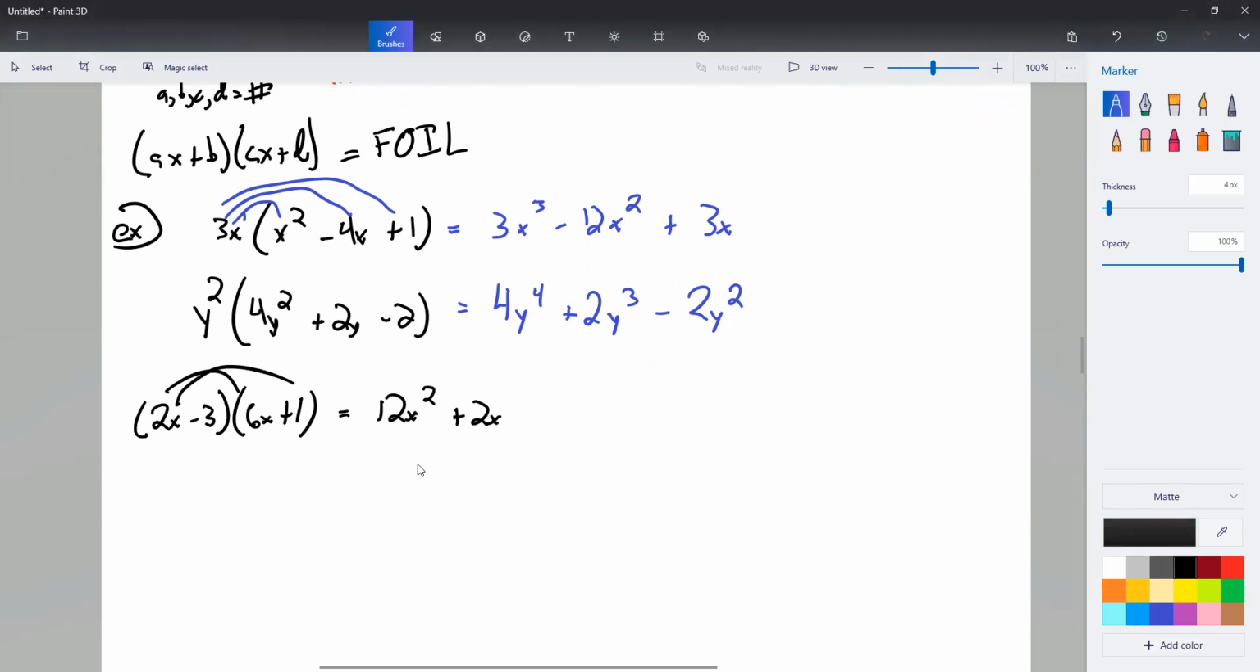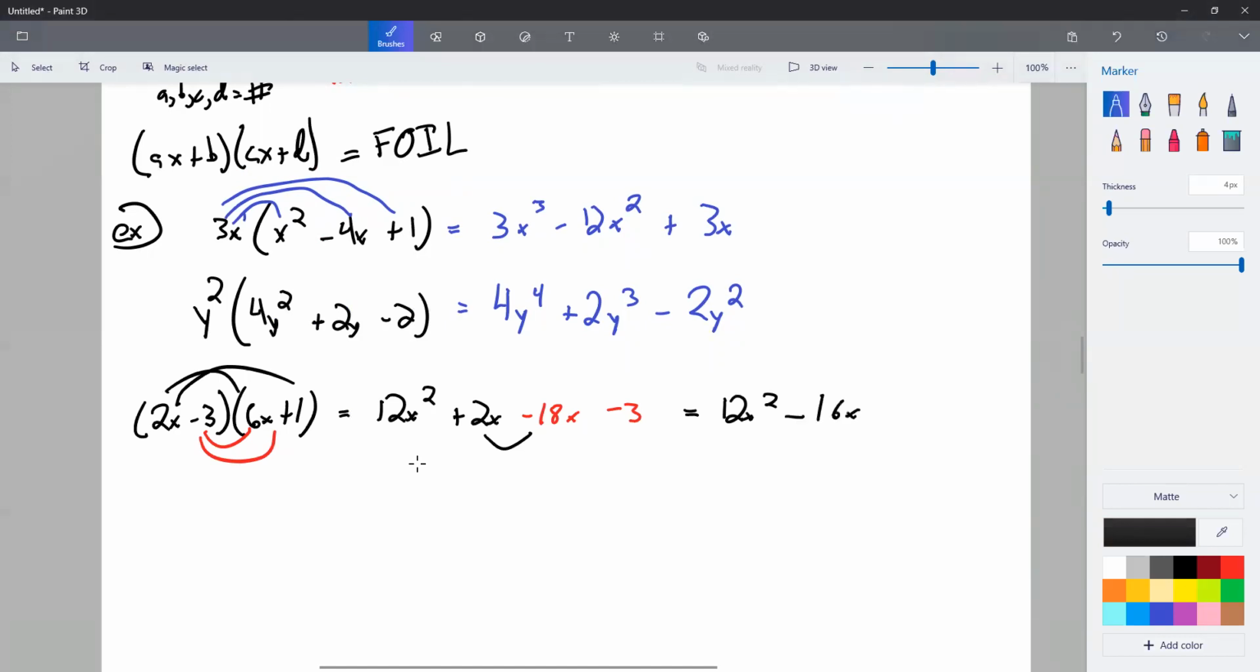That comes from that. Perfect. Minus 18x. And minus 3. Perfect. Okay, and when we add like terms, the only things I can really combine are this plus 2x and this minus 18x. So we're going to get 12x squared minus 16x minus 3. Perfect. Sounds fantastic. That's, again, a nice little demonstration of foiling.